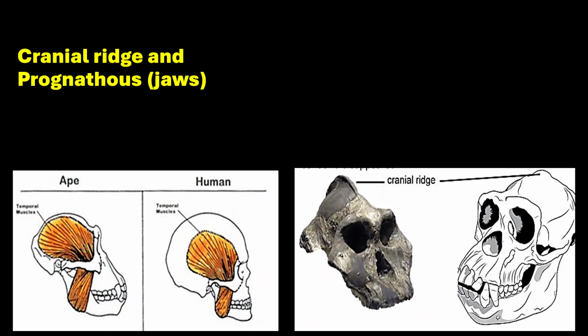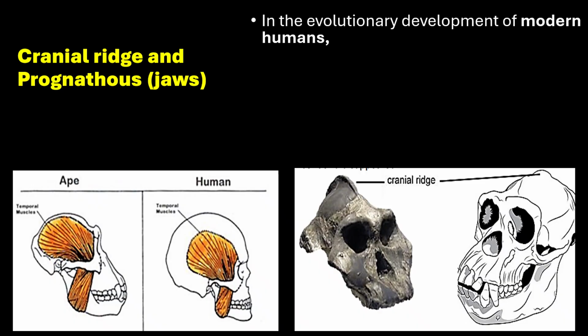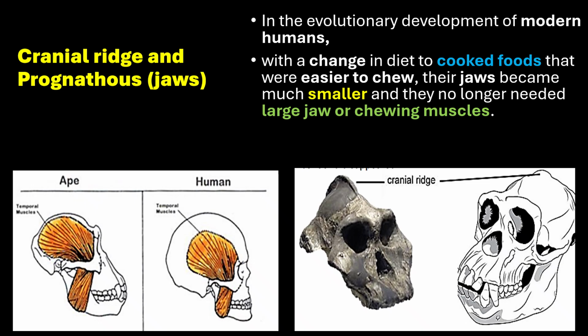The reason is that, in the evolutionary development of modern humans, there was a change in diet to cooked foods, which made it easier to chew. Hence, their jaws became much smaller, and they no longer needed large jaws or chewing muscles. So that's the reason why we don't have large jaws and large chewing muscles.